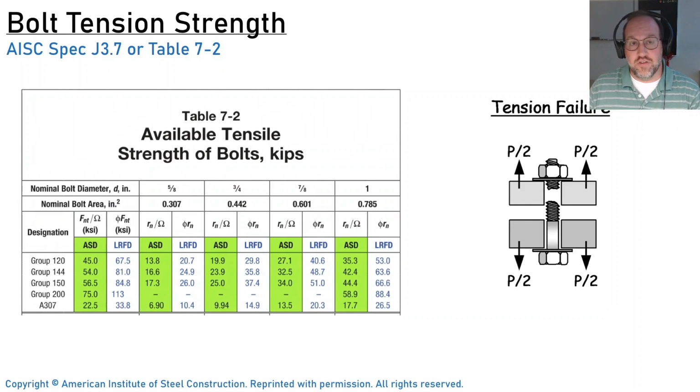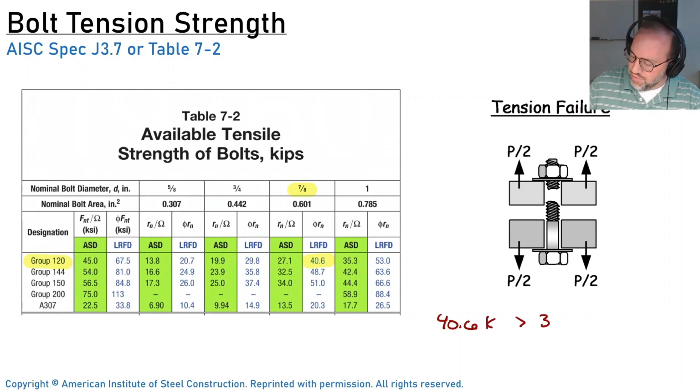This is essentially just distilling down what's in the spec J3.7. And I need 2 parameters. So I need the bolt designation. This is essentially the material strength. I'm using group 120 for this case because I have A325 bolts. And my bolts are also 7/8 inch diameter, which means my capacity is 40.6 kips. That's greater than 37.5 kips per bolt, and so I'm good.